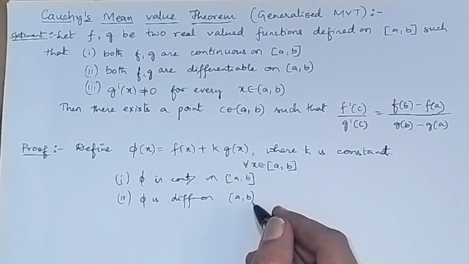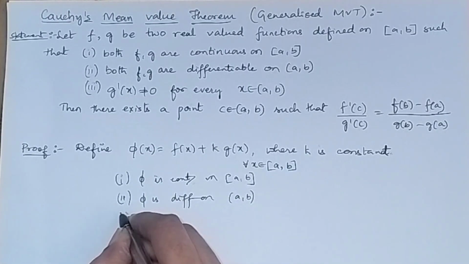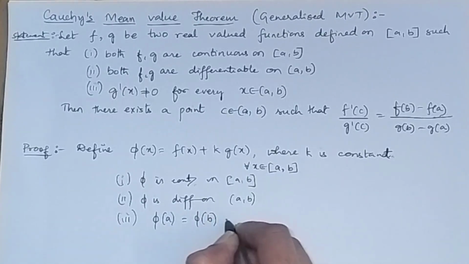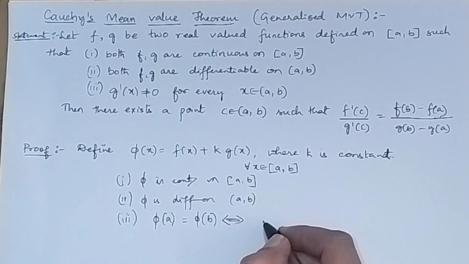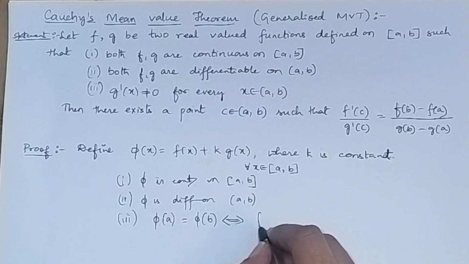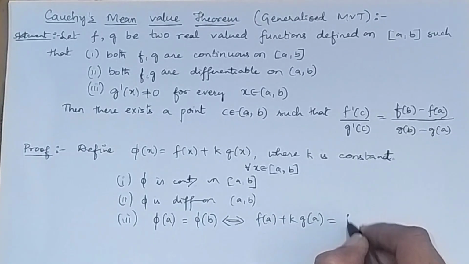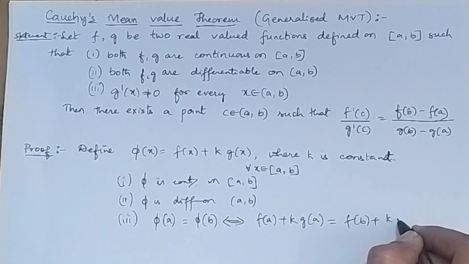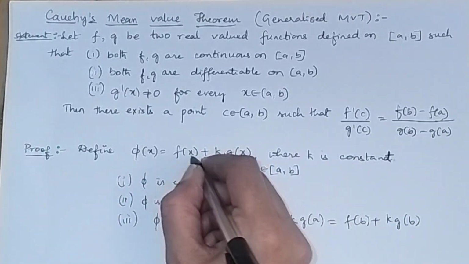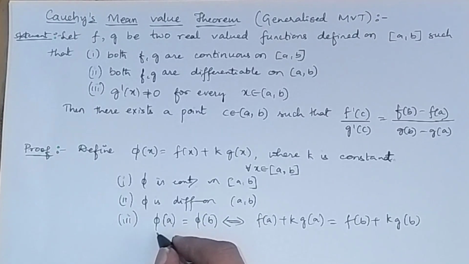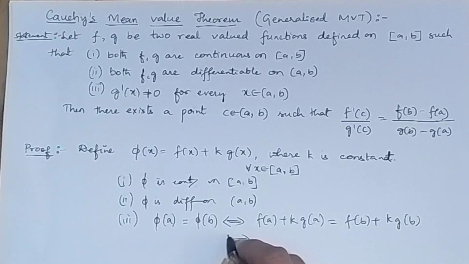The third condition of Rolle's theorem is phi(a) must be equal to phi(b). So let us write phi(a) equal to phi(b). This is possible if and only if f(a) + k g(a) equals f(b) + k g(b), putting x equal to a and x equal to b. We have to find the value of k for which this condition is satisfied. So let us simplify this.